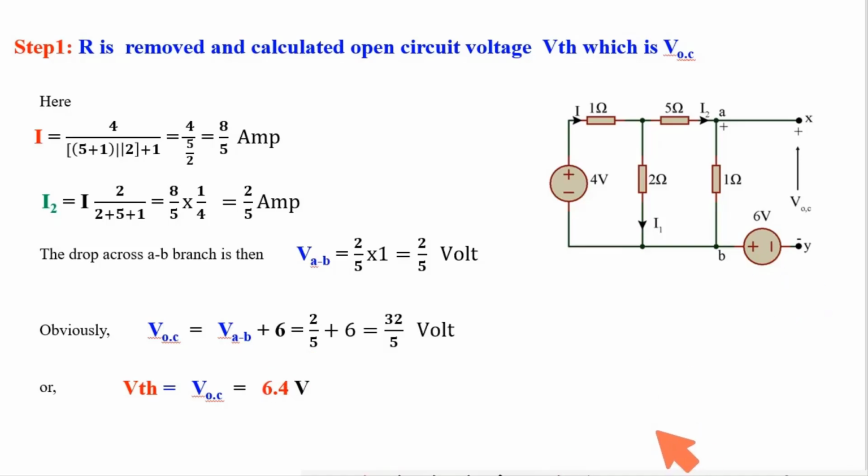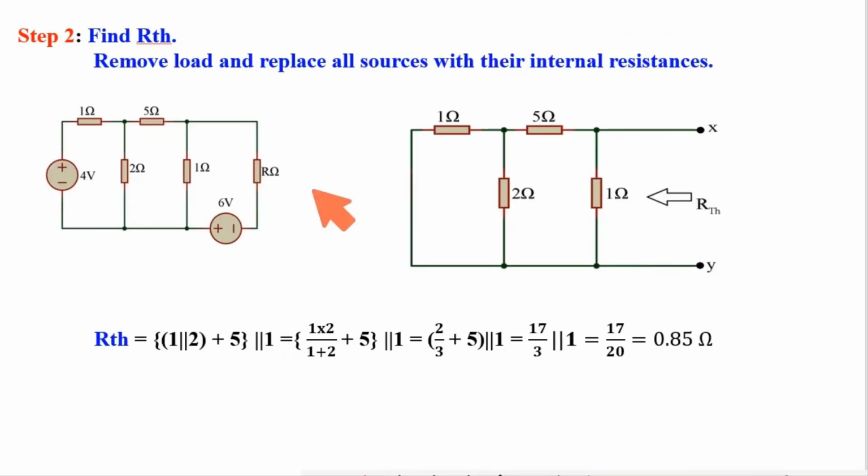Now we need to find out RTH. To find RTH, what shall we do? We will remove this R. Say I have removed it, and all the sources will be replaced by their internal resistances. This is the voltage source. No internal resistance has been mentioned here, so this will be considered an ideal voltage source. For an ideal voltage source, internal resistance is 0, so this will be shorted. Here this is shorted. Similarly this will be shorted. The rest of the things are as they are.